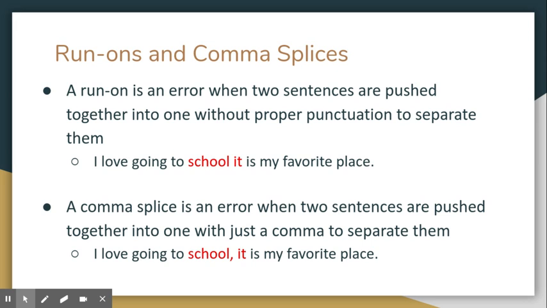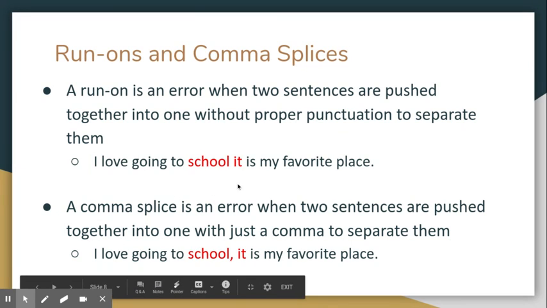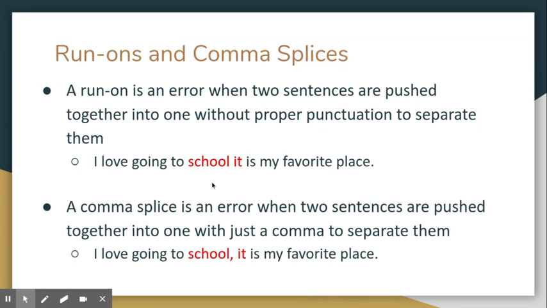Okay, a quick reminder about run-ons and comma splices. A run-on is an error when 2 sentences are pushed together into one without proper punctuation. There's no punctuation. Just like this. I love going to school. It is my favorite place. That's two sentences, but they're not correctly separated.